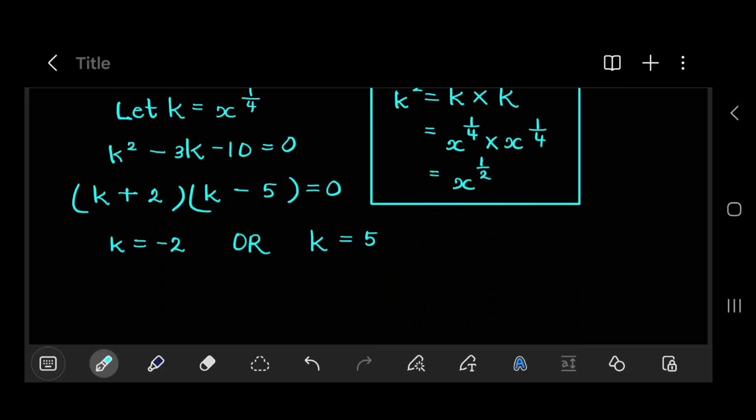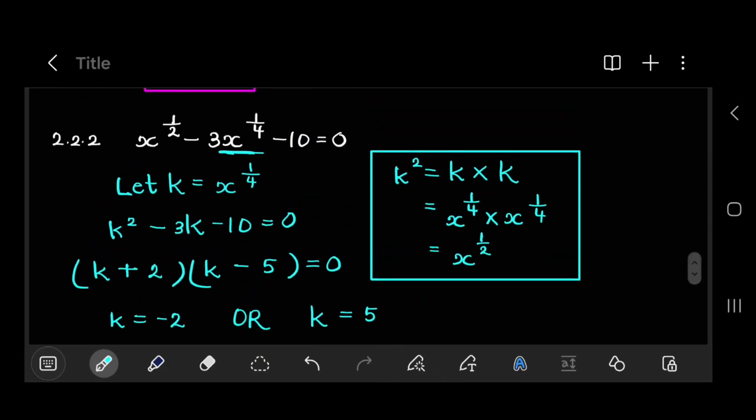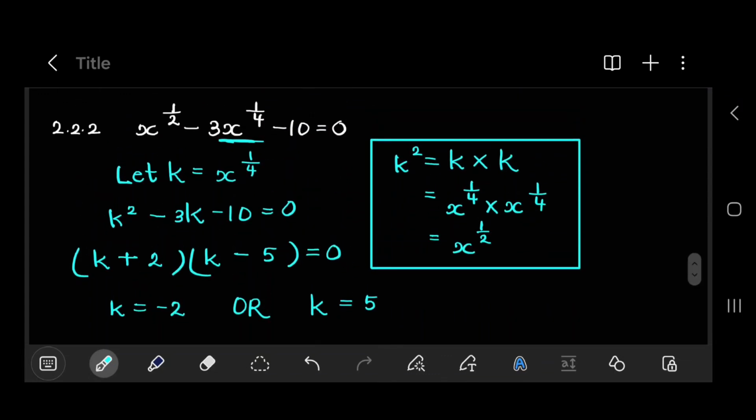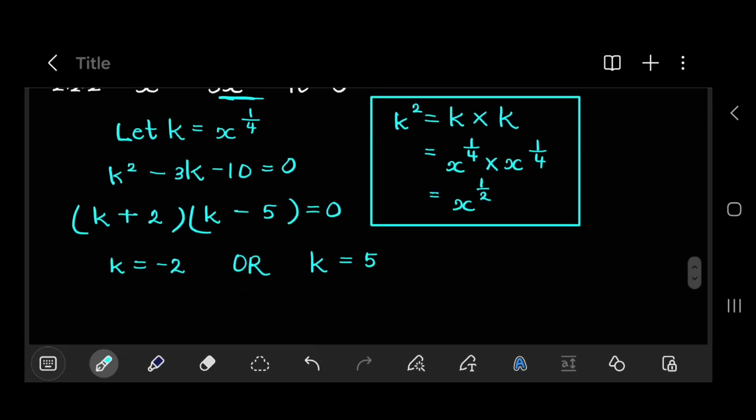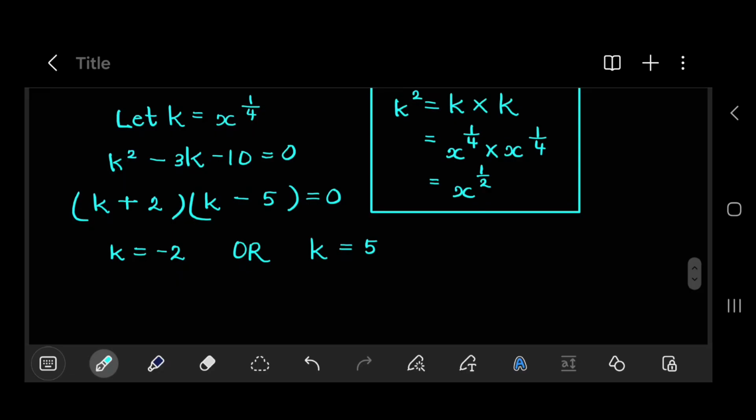Now, here's the thing. The k method is something that you use to simplify your equation. But the given equation did not have k in it, it had x. And the question specifically said, solve for x. So what you have to do is, once you've solved for k, you need to replace k with what it was initially equal to. So on the left-hand side, we're going to have x to the power 1 over 4 is equal to negative 2. And the same thing for the second equation. X to the power 1 over 4 is equal to 5.